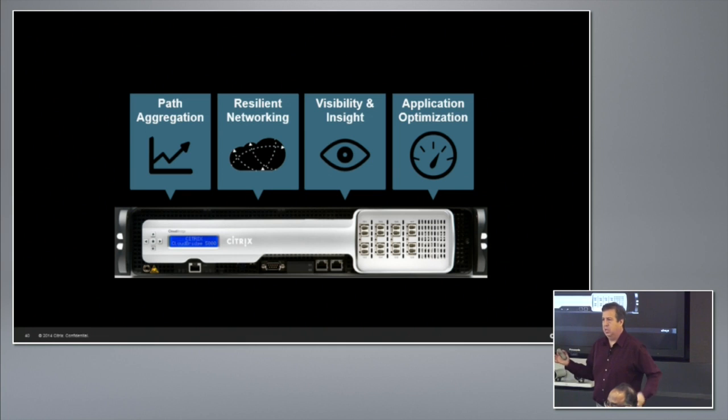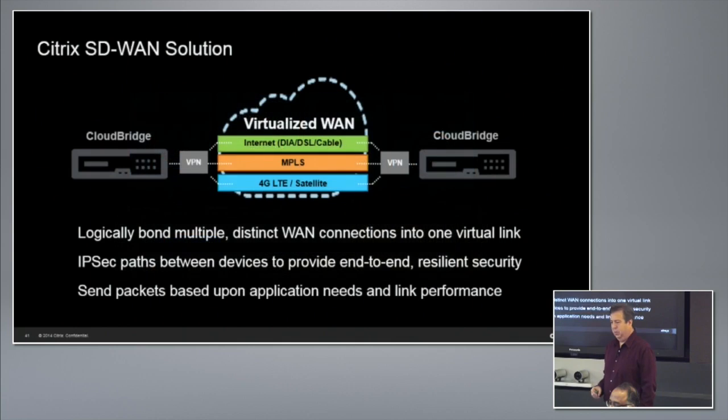So there are 4 main components in our SD-WAN solution. Path aggregation, where we bond the links together; the actual resiliency that we built into the network; the ability to look into the network and understand what's going on; and then the ability to optimize the applications flowing over the network. So enough with the market talk now. How does the solution work?